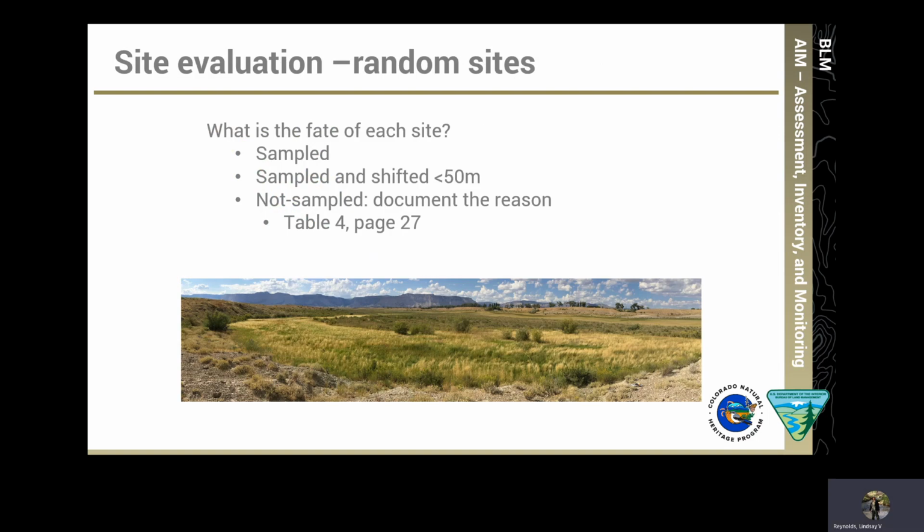An important step in evaluating a probabilistic sample design is to track the fate through site evaluation of each of the randomly selected sites. So what is the fate of each site? Broad categories that are important to document are whether the site gets sampled, whether it's sampled and the plot has been shifted, and if it's not sampled, to carefully document the reason it is not sampled. Please refer to Table 4 on page 27 of the draft Lenticane protocol to see the details of sample site fates.